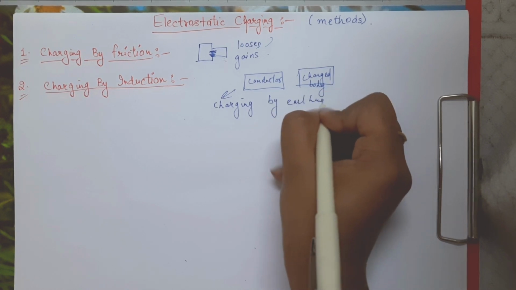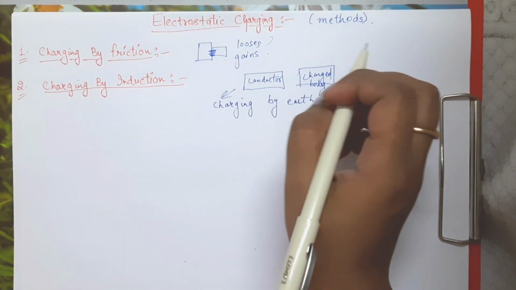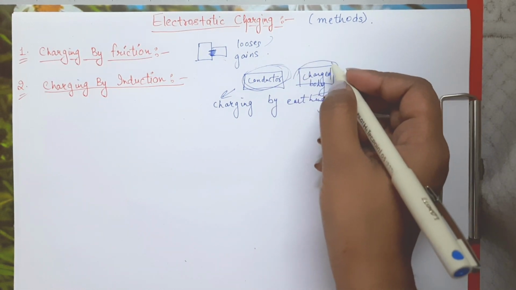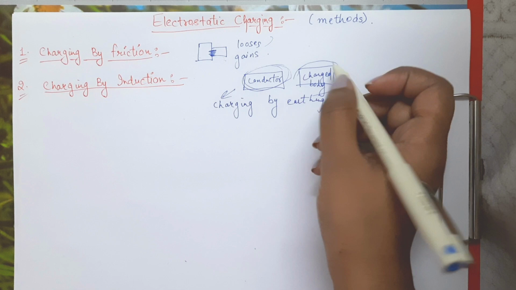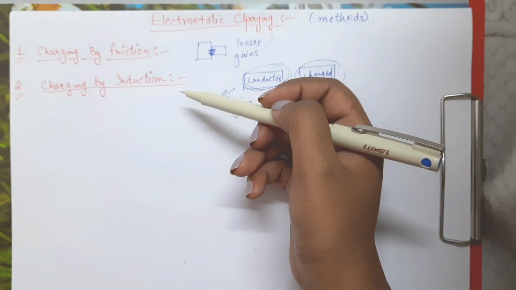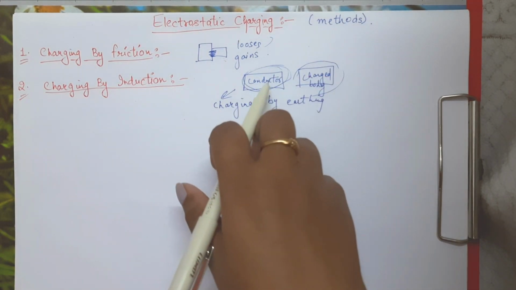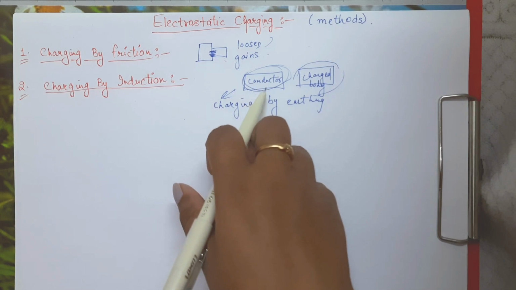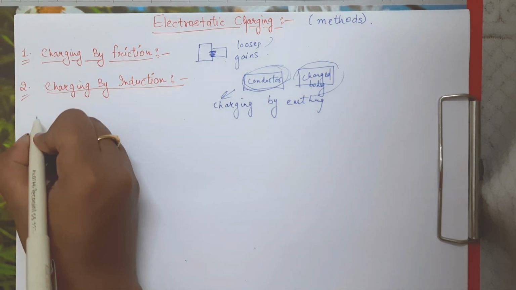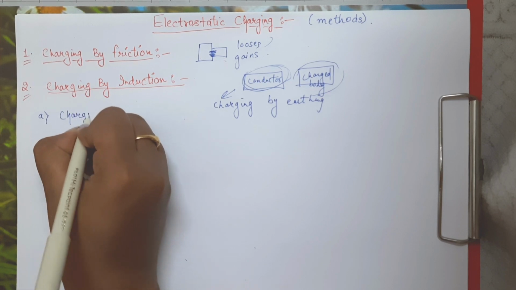So what happens if we have a conductor which is not charged, and we place this conductor in the neighborhood of a charged body? Then it can get electrostatically charged via earthing or via induction. One by one we are going to discuss both of these methods by which we can charge this particular conductor by placing it in the neighborhood of this charged body. First of all, we are going to discuss the first method, that is charging by earthing the conductor.